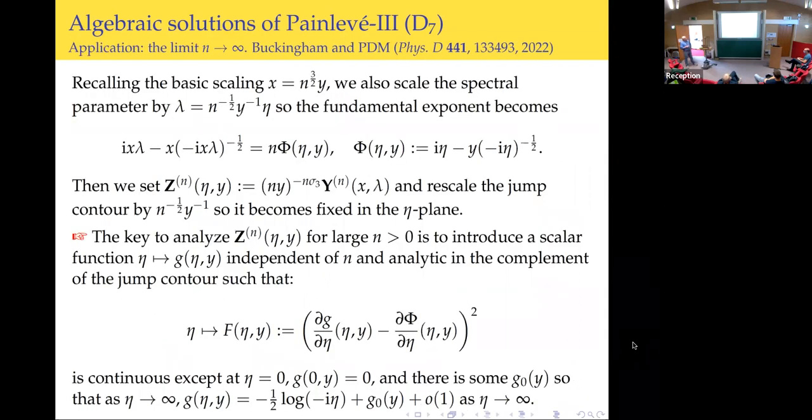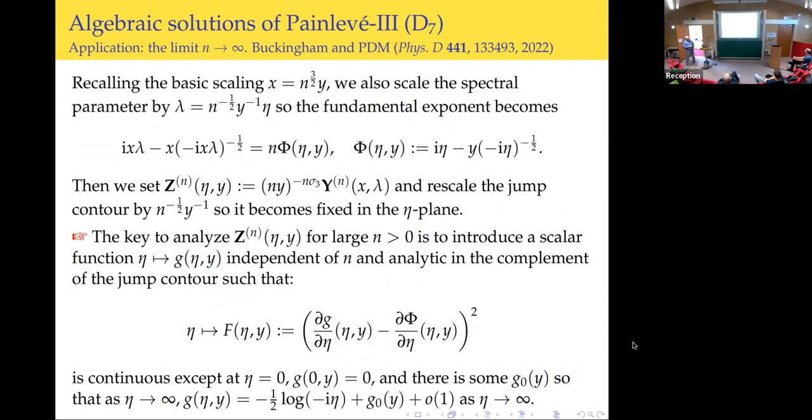Okay, so I want to now tell you a little bit about this n to infinity part. So remember the basic scaling, x is basically n to the 3/2 times some y. So let's also scale the spectral parameter in this way. So lambda is going to be n to the -1/2 over y times some new spectral parameter eta. And so then if you do that, then the fundamental exponent that's showing up in our jump matrices everywhere is really n times something independent of n, and that something is just this quantity here.